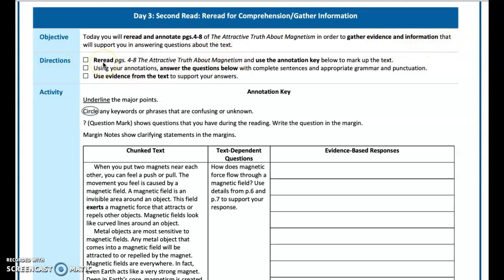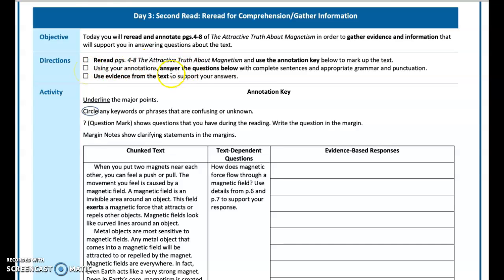I want you to take a moment now and reread pages 4 through 8, The Attractive Truth About Magnetism. As you read, I want you to annotate. Alright, go ahead. Alright, welcome back. I hope that you were able to reread pages 4 through 8 and use the annotation key. Now that we've done step 1, let's look at step 2.